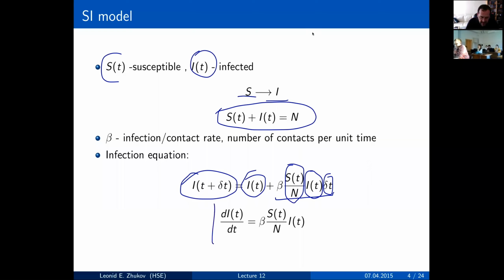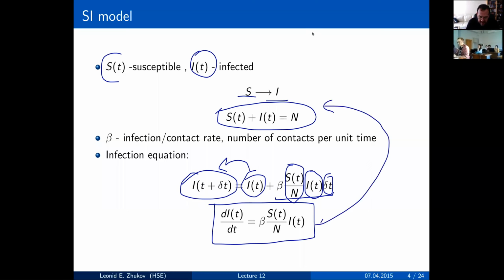Then we can get a differential equation from this by moving this to the left and dividing by delta t, okay? So this differential equation, together with this first equation, S plus I equals N, we can solve now. Oh, and we also will need initial conditions. We'll introduce them in a second.